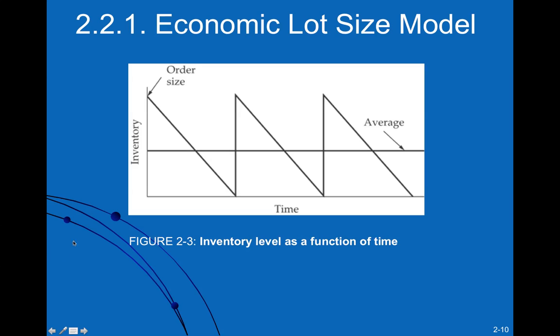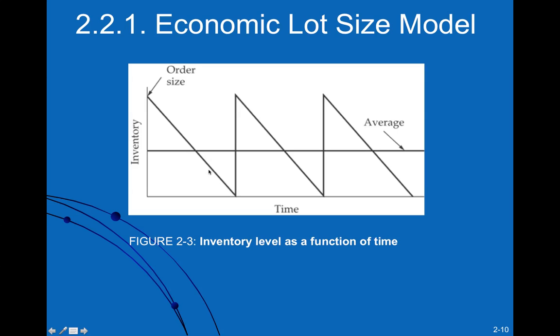This diagram depicts the pattern of ordering and consumption. Whenever we place an order and we receive it, we have what we call instantaneous replenishment. That's an assumption for this basic model. The other assumption is that the demand rate is constant and there's no uncertainty in this particular situation. So we simply receive the order, we consume it. We receive the order, we consume it, and then the cycle continues.